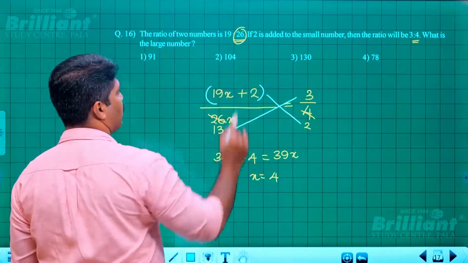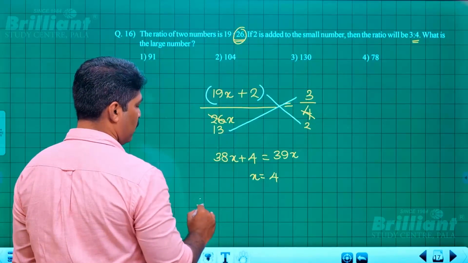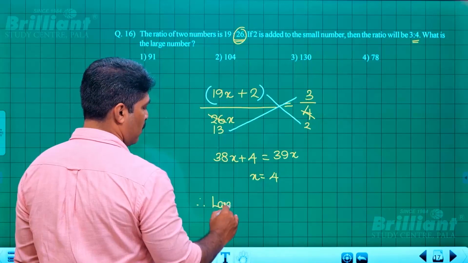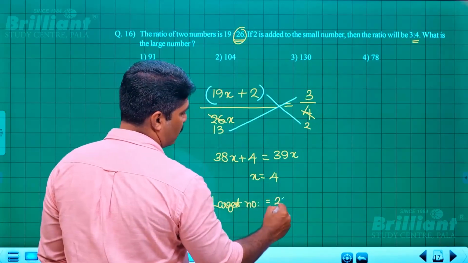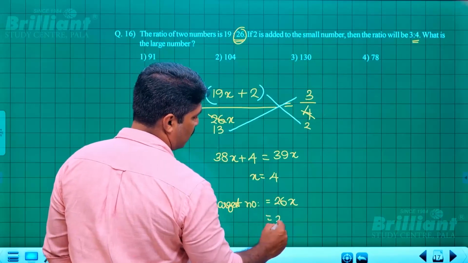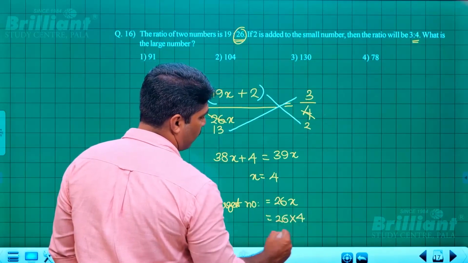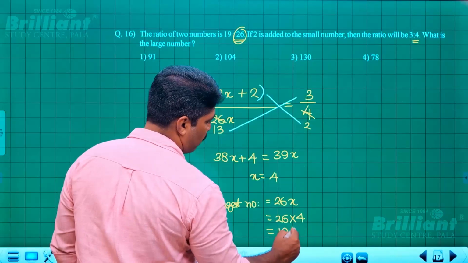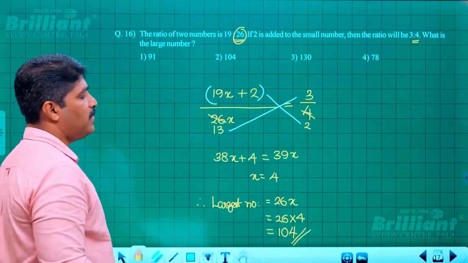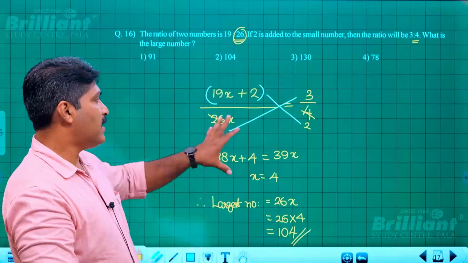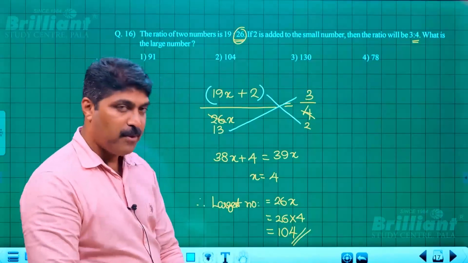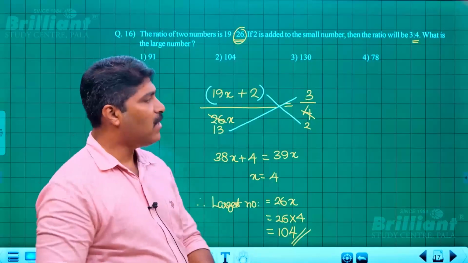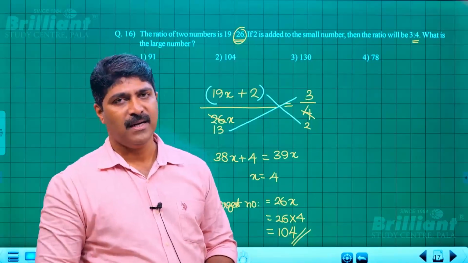So therefore, which is the largest number? We assumed the largest number as 26x, which is 26 into 4, so that is equal to 104. Clear? So this way we can catch the answer. That's the multiplicative factor finding method, a conventional way of approach, but it's better to apply that logical method for finding the answer. Clear?